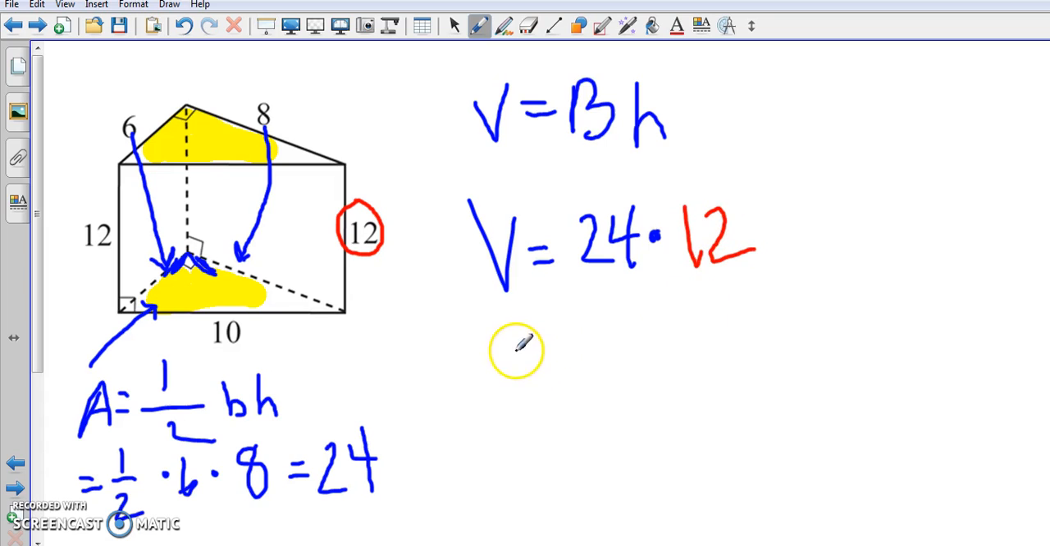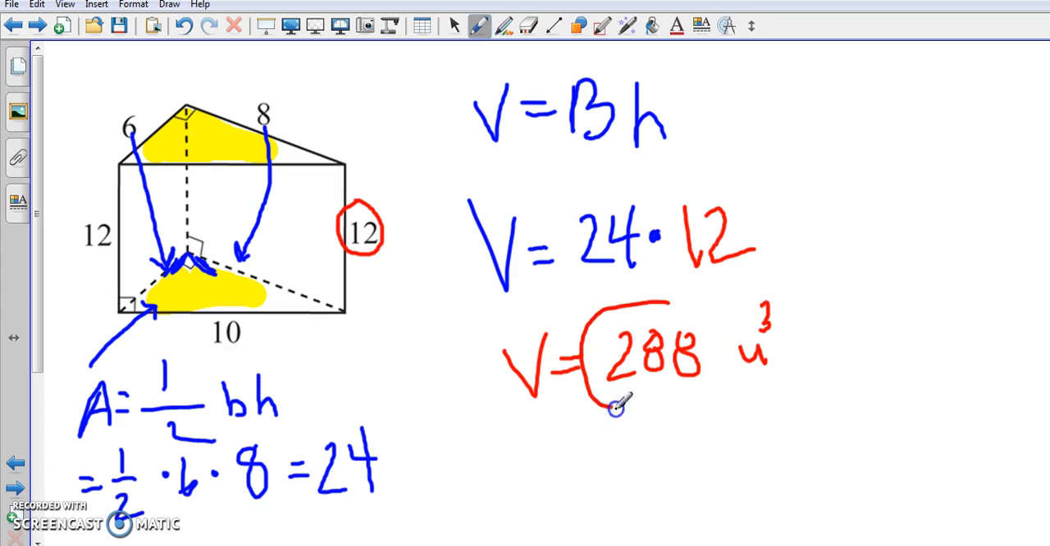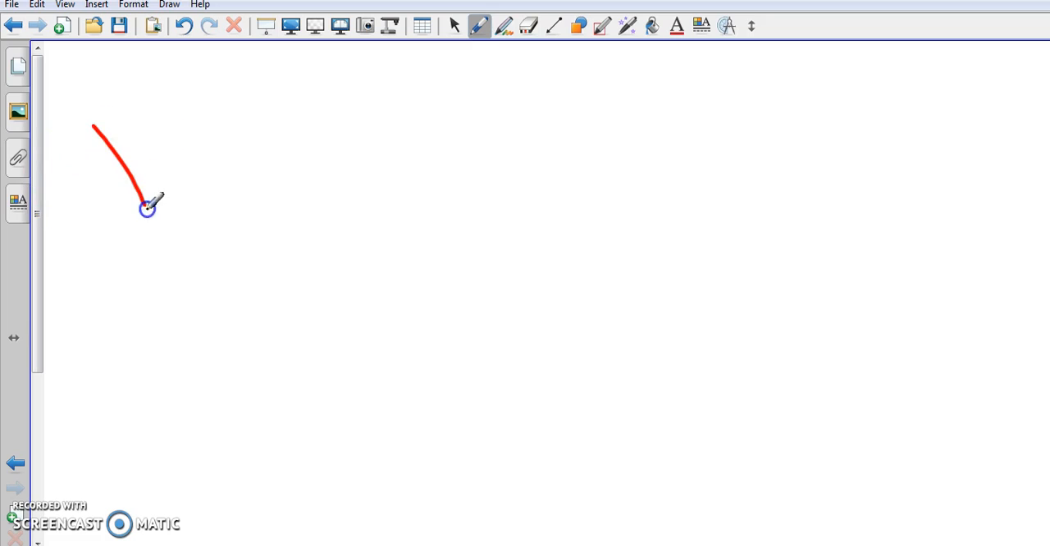So to find the volume, I'm going to take 24, which was the area of the triangle at the bottom. I'm going to multiply it by 12, and I'm going to get an answer of 288. There's nothing specified here, so I'm just going to use units to the 3rd power, units cubed. And that's how I find volume. So no matter what type of prism we have, we can find the volume by taking the area of the base and multiplying it by the height.